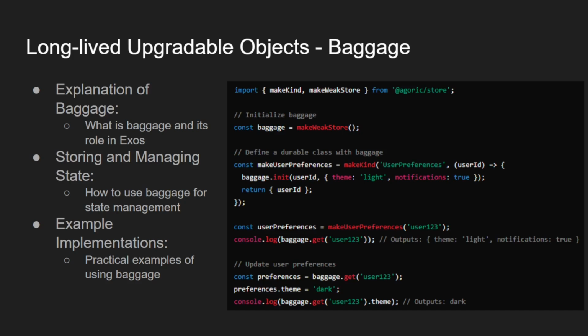In this example, we define a durable class called user preferences. We then use baggage to initialize and store user preferences such as theme and notification settings. We can then retrieve and update these preferences as needed. This ensures that user settings are preserved even if we change the underlying code of user preferences.